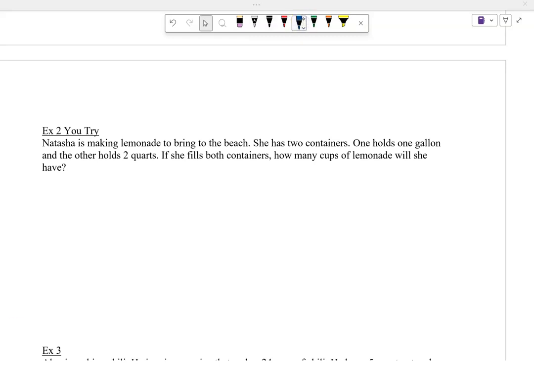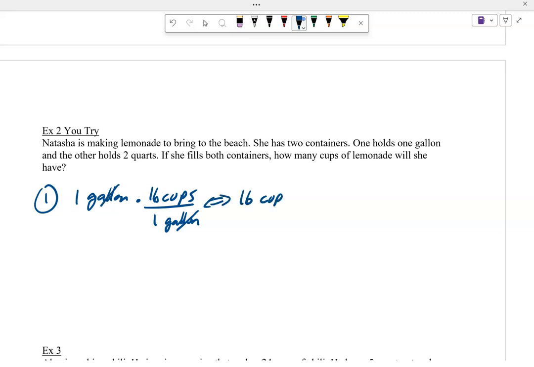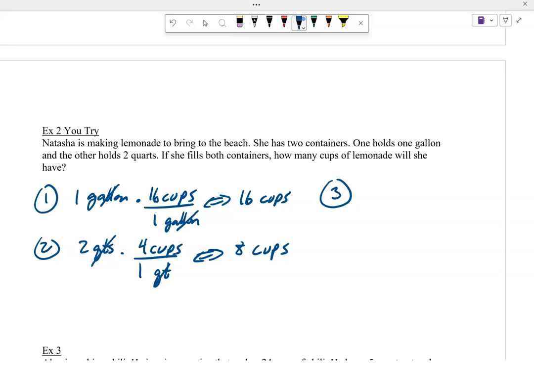Well, if you're checking yourself, you take the first 1 gallon. We're going to convert that to cups. There's 16 cups for every gallon. So we got 16 cups for that one. The second container is 2 quarts. And there's 4 cups per quart. So it looks like this will be 8 cups. So how many total cups of lemonade can we hold? 24 cups between the two containers.